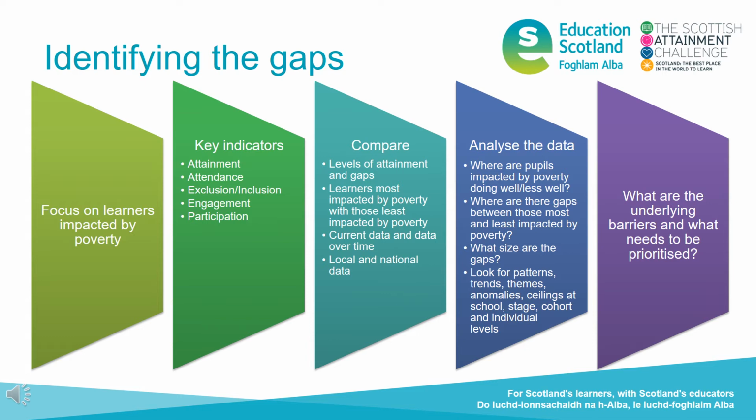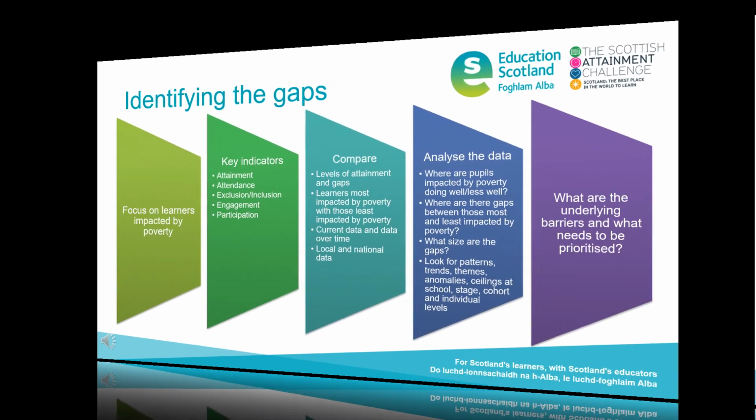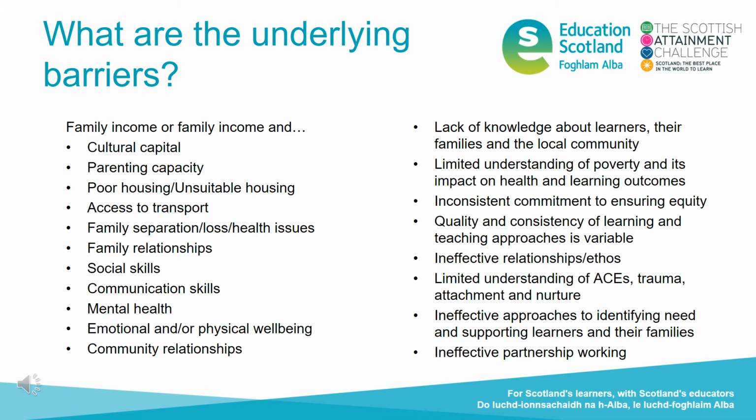As gaps emerge, schools should consider the underlying barriers. The examples of barriers shown here demonstrate that barriers are not exclusively found in families, at home and in the community. Schools can also be a source of barriers. Whatever the underlying barrier, it should shape the outcome and the intervention or approach to ensure an appropriately targeted response.